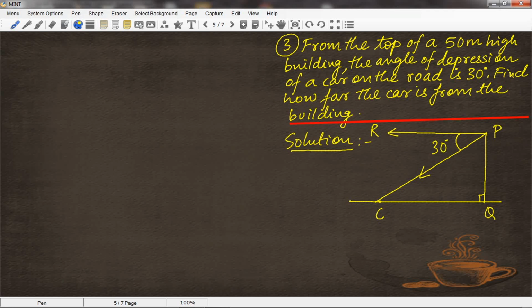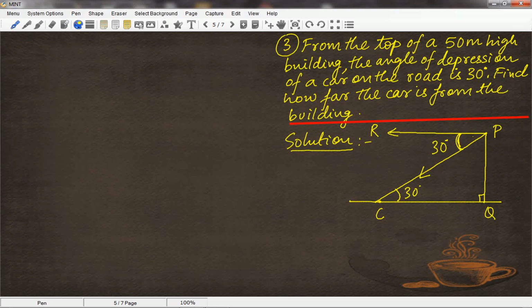So this angle is actually 30 degrees, the angle of depression. So automatically this will also be 30. Reason is alternate interior angles. याद रखिएगा, this angle RPC is the angle of depression. और क्योंकि RP और CQ दोनों horizontal हैं तो वो दोनों parallel हैं और PC transversal है. So angle RPC will be equal to angle PCQ will be equal to 30 degrees each.